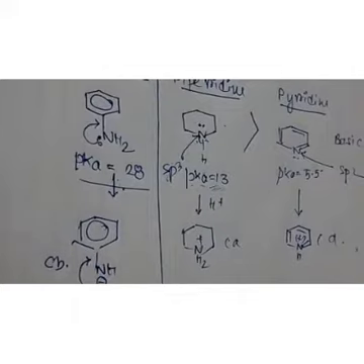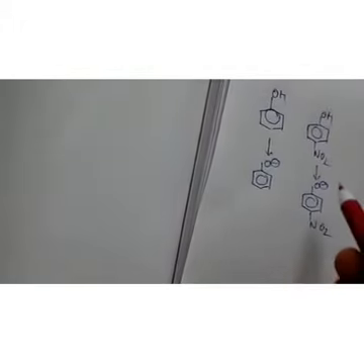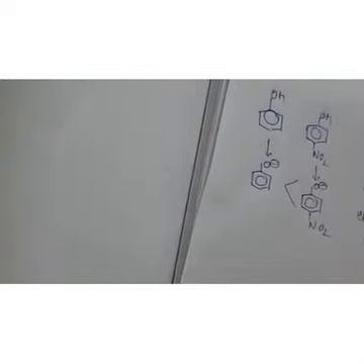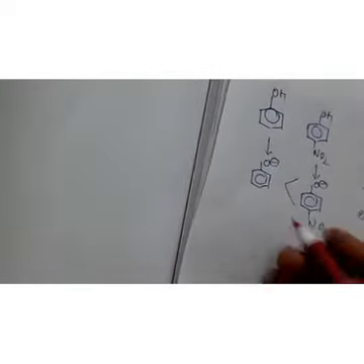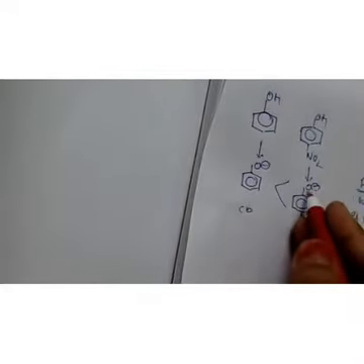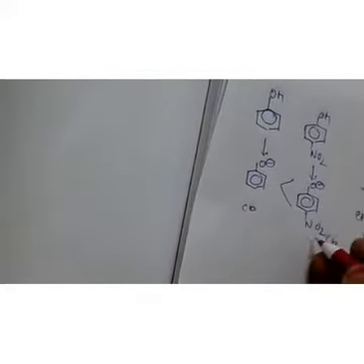Now substitution, how substitution affects acidity. Suppose phenol and nitrophenol: nitrophenol is more acidic than phenol because of the NO2 group. When the conjugate base forms, the negative charge goes into extended conjugation with the NO2 group, which has a minus R effect, and due to the minus R effect, the conjugate base has more stability. Hence para-nitrophenol is more acidic than phenol.